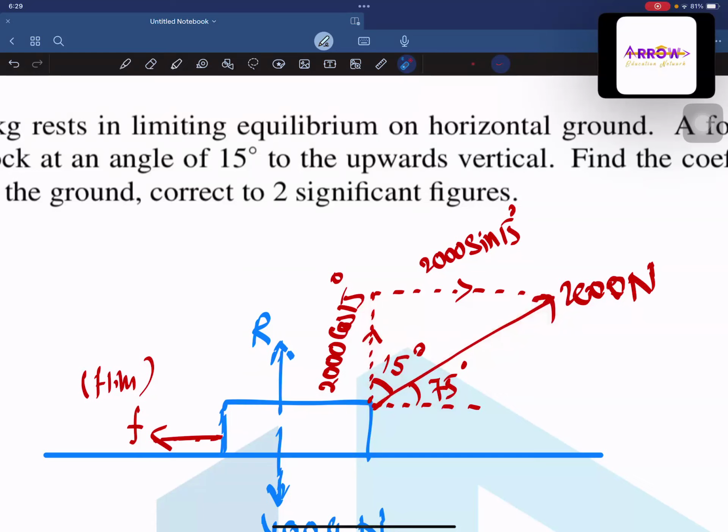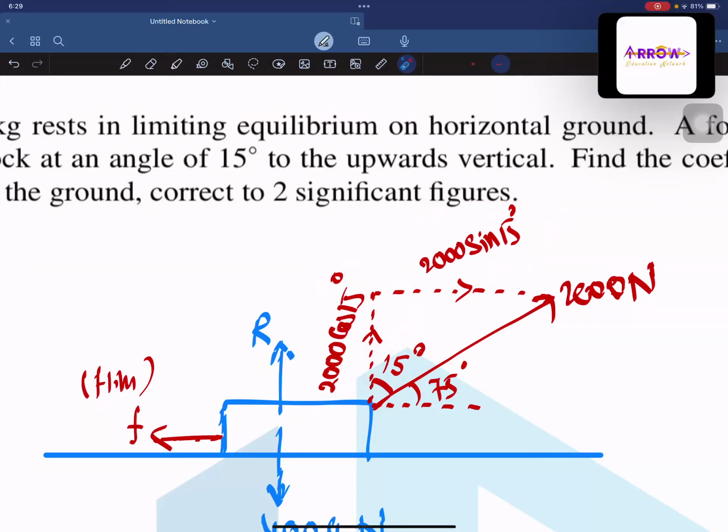As simple as that. What I've done is use this angle of 15 degrees here. Since the component going upwards is adjacent to this angle, it is 2000 cos 15. And the component opposite to this angle of 15 degrees is 2000 sine 15. So 2000 sine 15 is opposite to the angle and 2000 cos 15 is adjacent to the angle.